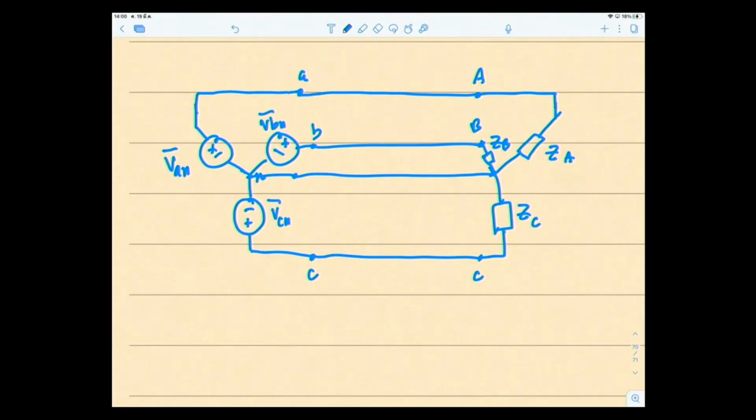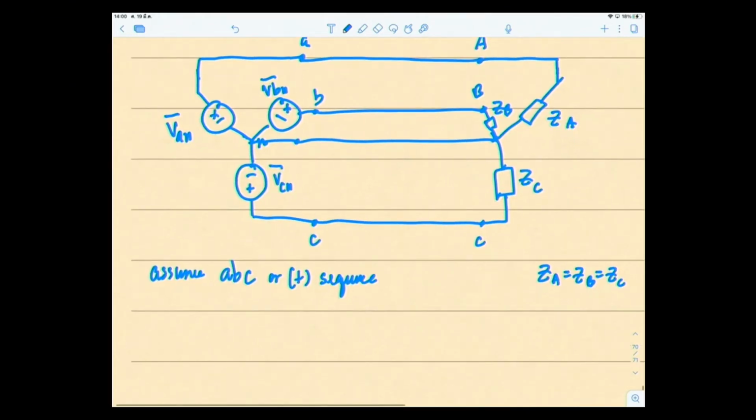So if they are balanced, that means your ZA is equal to ZB equal to ZC on this side. And if the source is balanced, it means the magnitudes are the same and they are 120 degrees apart. So we're going to assume that we have an ABC sequence, or positive sequence. I explained that in the last topics, what an ABC or positive sequence is.